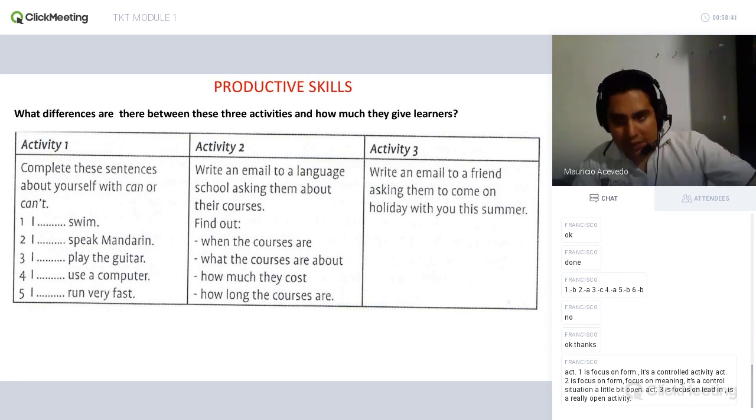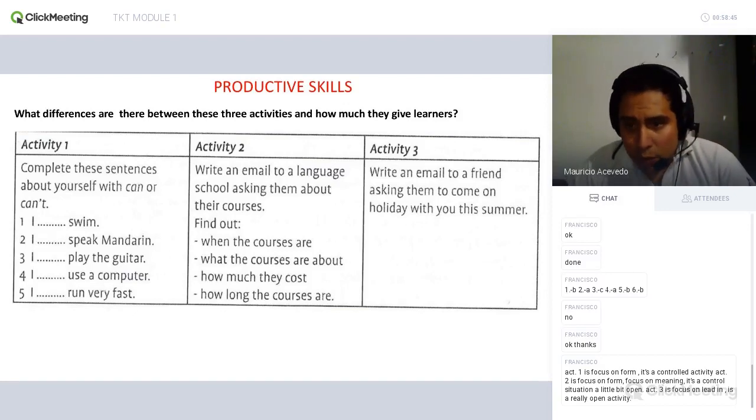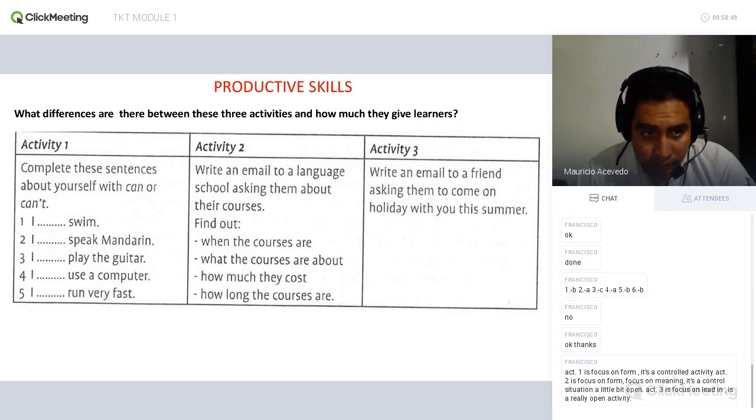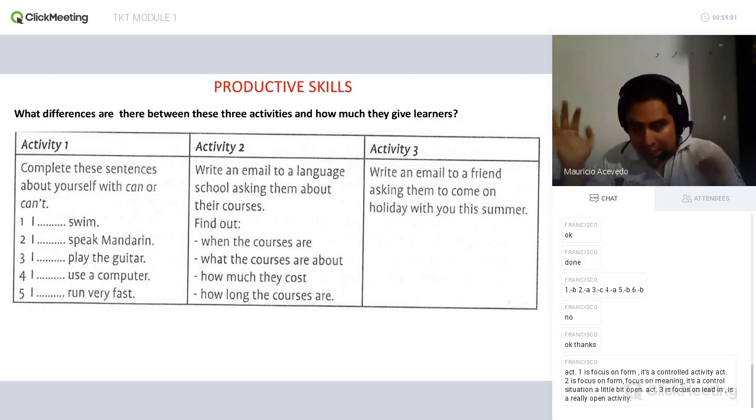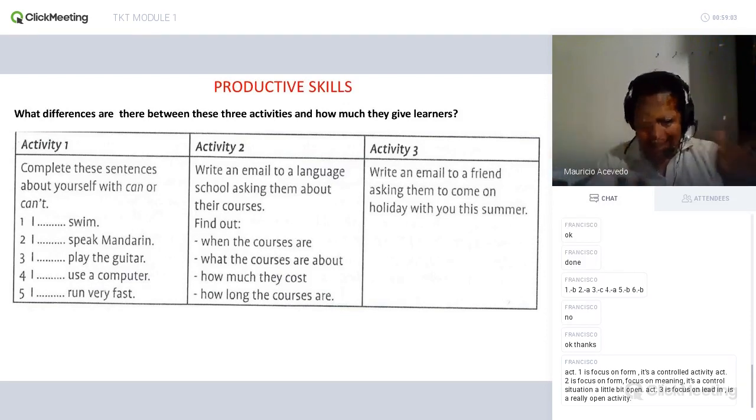Okay, very nice, Francisco. I received your answer. You said that the first one, focus on form, is a control activity, because it's delimited, right? You only have can or can't. You cannot say "I like to swim," or "yesterday I went to speak Mandarin." So you have just can and can't.